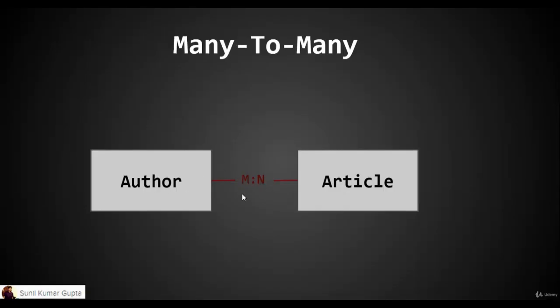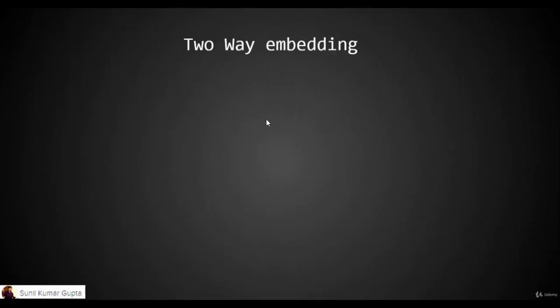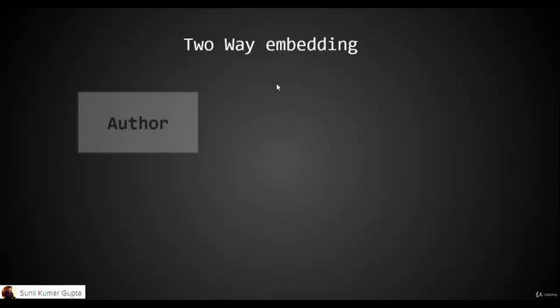So how do we achieve these many to many relationships while writing documents in MongoDB? That's what we are going to discuss in this lecture. There are two ways actually. One is two-way embedding, and one is one-way embedding. In this lecture I'm going to concentrate on two-way embedding. One-way embedding I don't recommend, so I'm not going to discuss it. What is two-way embedding?